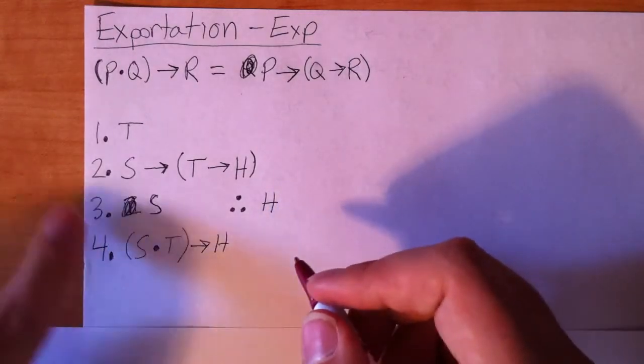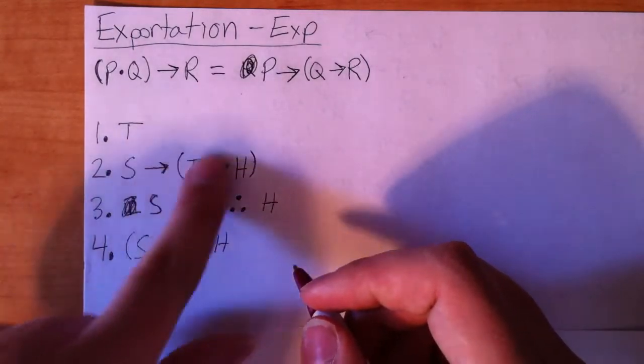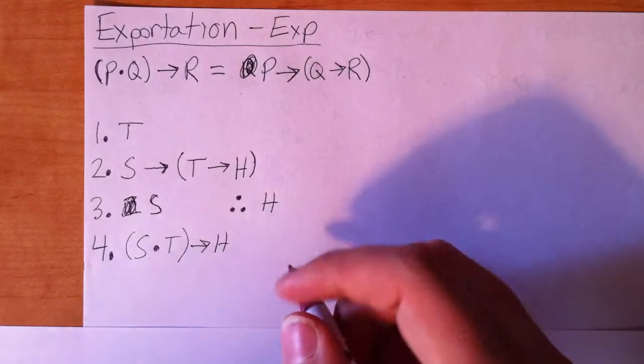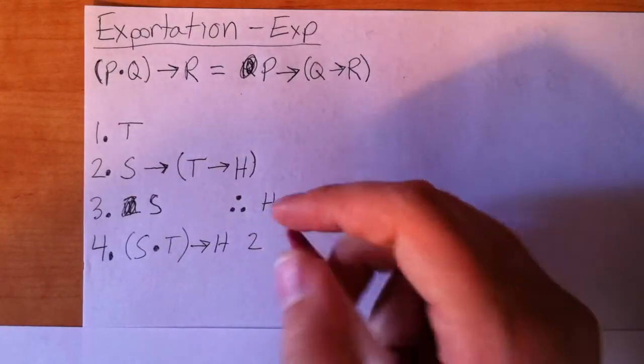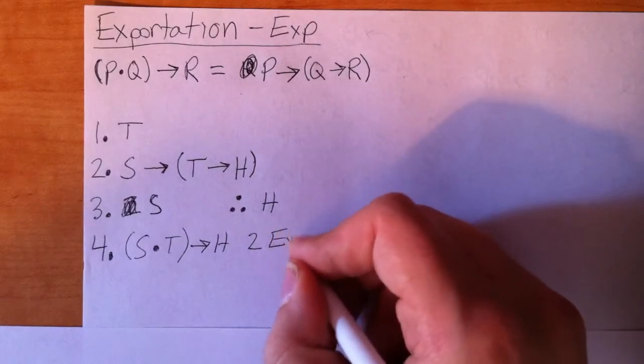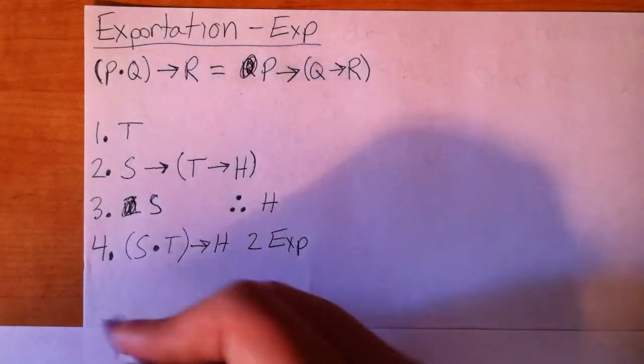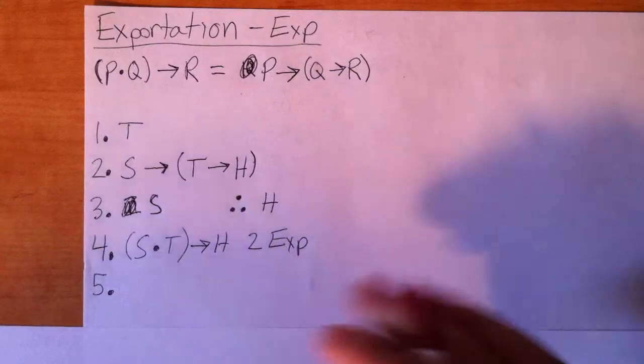Now you probably realize that you could have just done modus ponens twice, right? Done all that. But again, that's kind of the logic behind this. It's an abbreviated version of that. EXP, right? So this is a perfectly valid way of doing it as well.